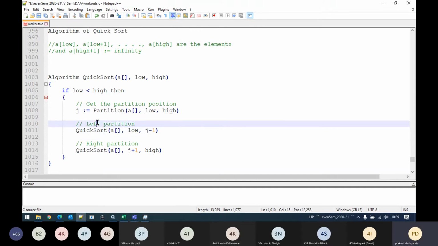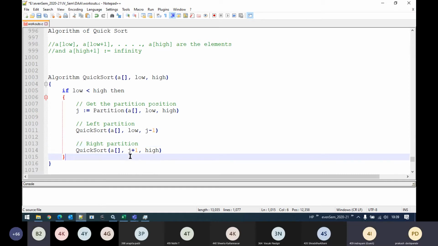Is it understood, the left partition and right partition? Yes, sir.